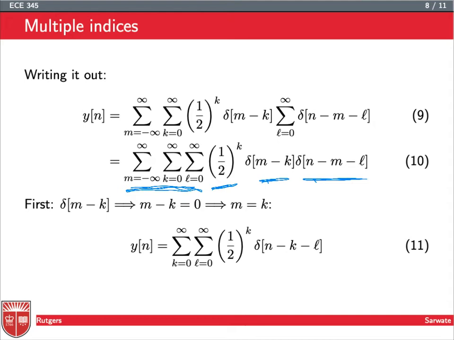But first you want to use the property that delta of stuff is only equal to 1 when stuff is equal to 0. So in particular, this delta of m minus k is equal to 0 unless m equals k. So the question is, when does m minus k equal 0? Well, when m equals k. At that point, this delta function is 1, otherwise it's 0, which means that we can reduce these 2 summations over m and k into just a summation over k, because m is equal to k. So that gives us our representation of y[n] in terms of a double sum.